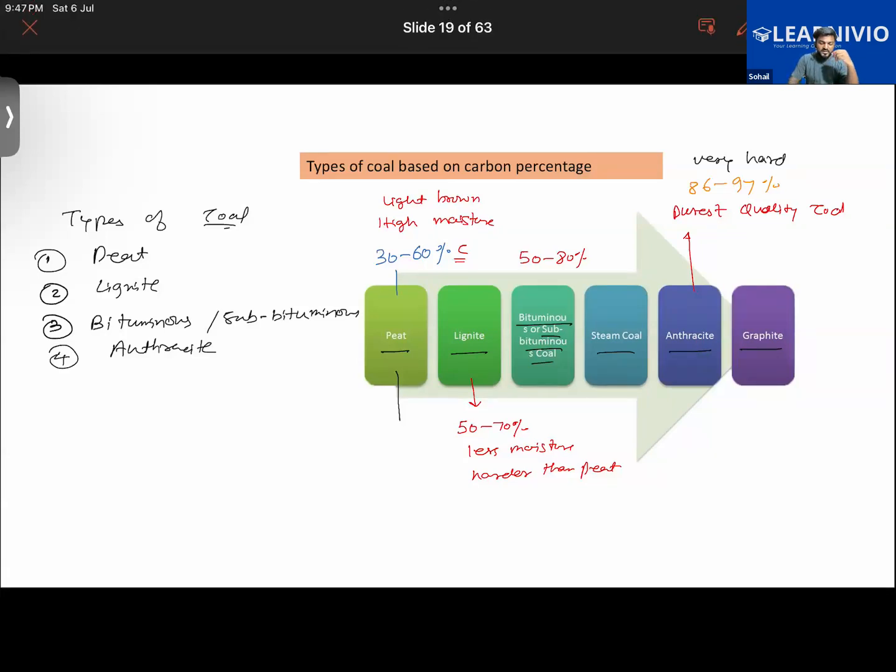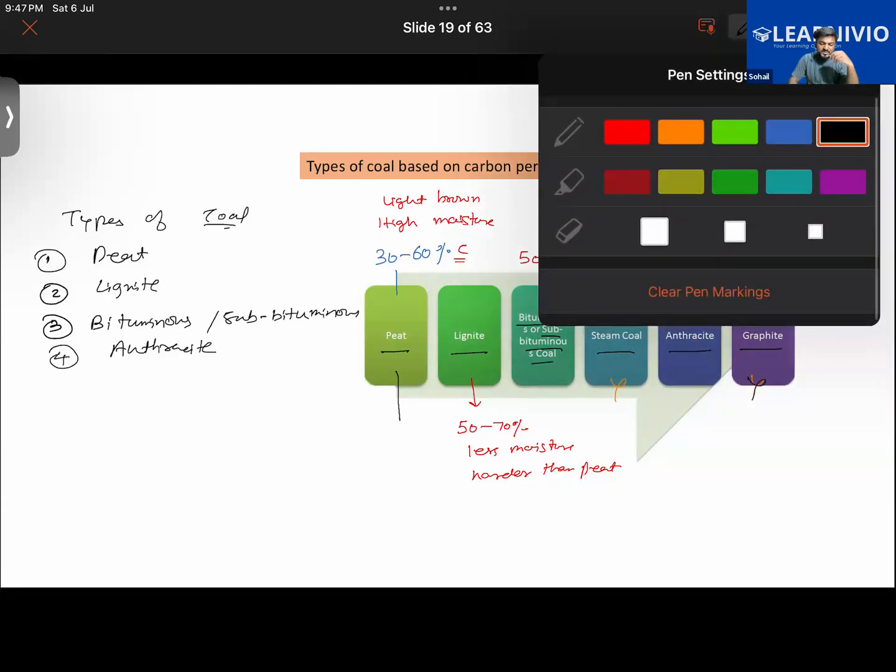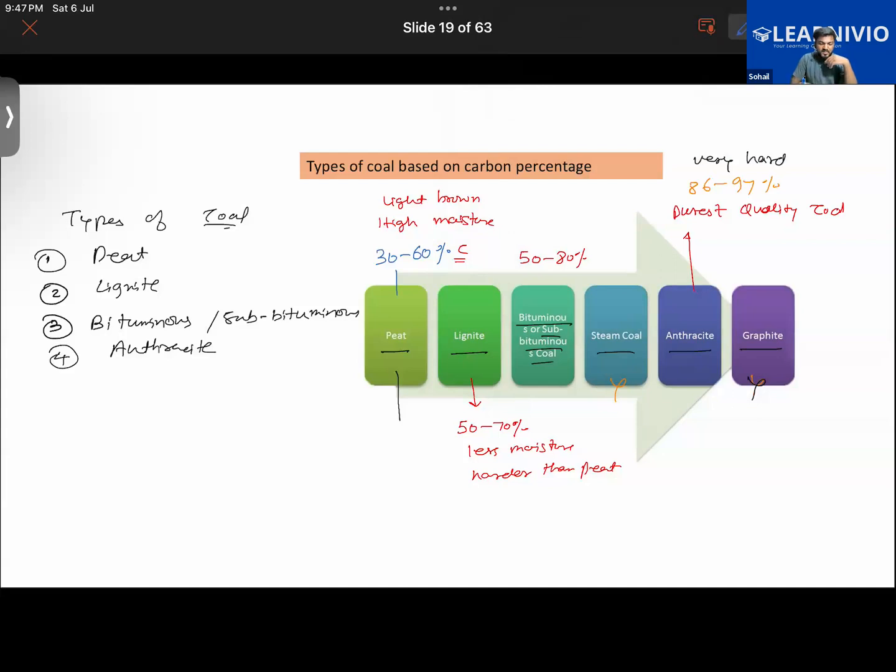Okay, now in this image over here, steam coal and graphite are not usually considered as coal. Graphite is not considered as coal, while steam coal is basically the vapor state of the coal. That's a different thing. So peat, lignite, bituminous or subbituminous, and anthracite. This is what you have to learn.